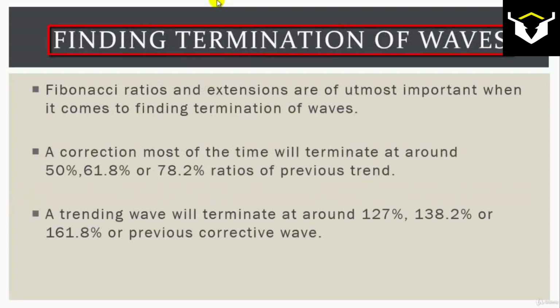Finding termination of waves. Fibonacci ratios and extensions are of utmost importance when it comes to finding termination of waves. A correction most of the time will terminate at around 50%, 61.8% or 78.2% ratios of the previous trend. A trending wave structure will terminate at 127%, 138.2% or 161.8% of the previous corrective wave structure. Let's take a look at an example.